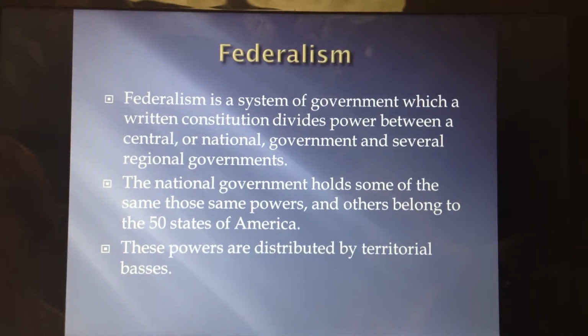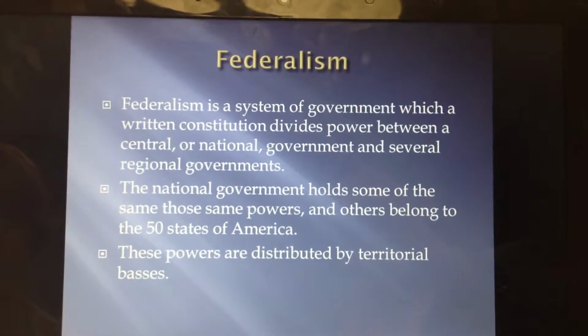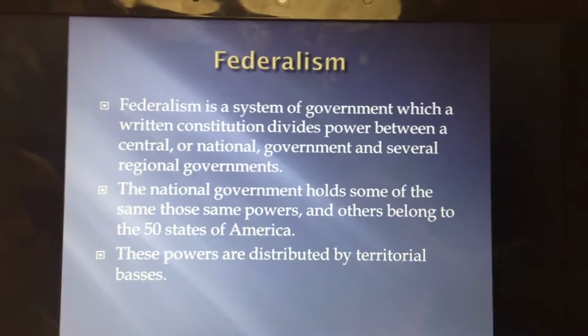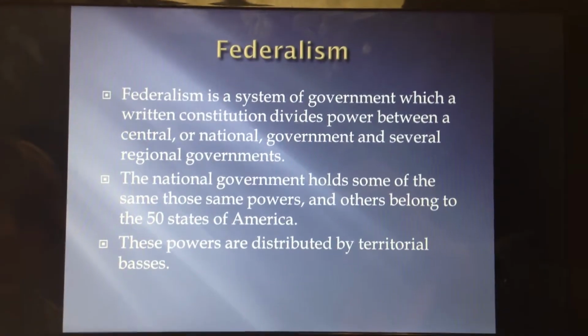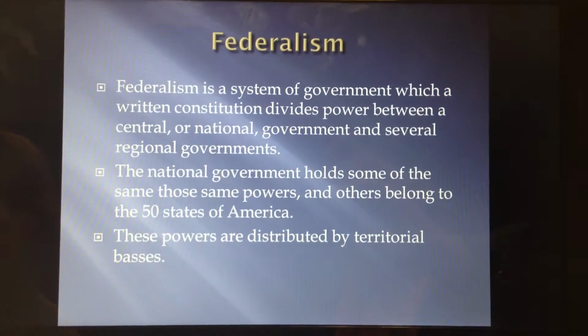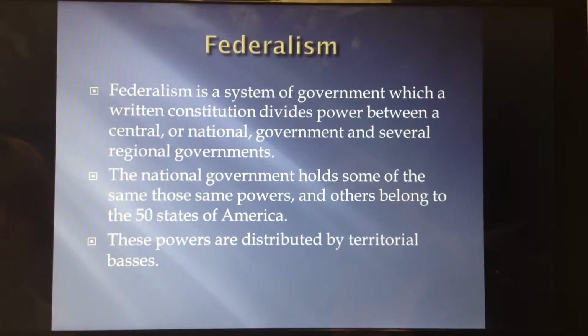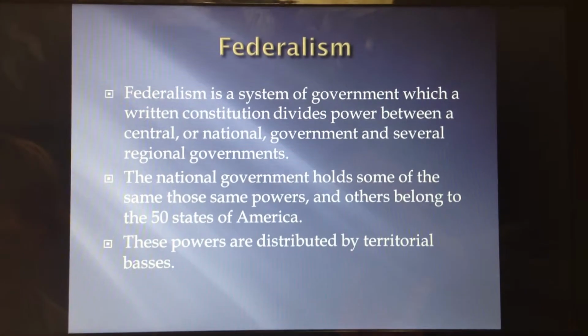Federalism. Federalism is a system of government in which a written constitution divides power between a central national government and several regional governments. The national government holds some of the powers and others belong to the 50 states of America. These powers are distributed on a territorial basis.